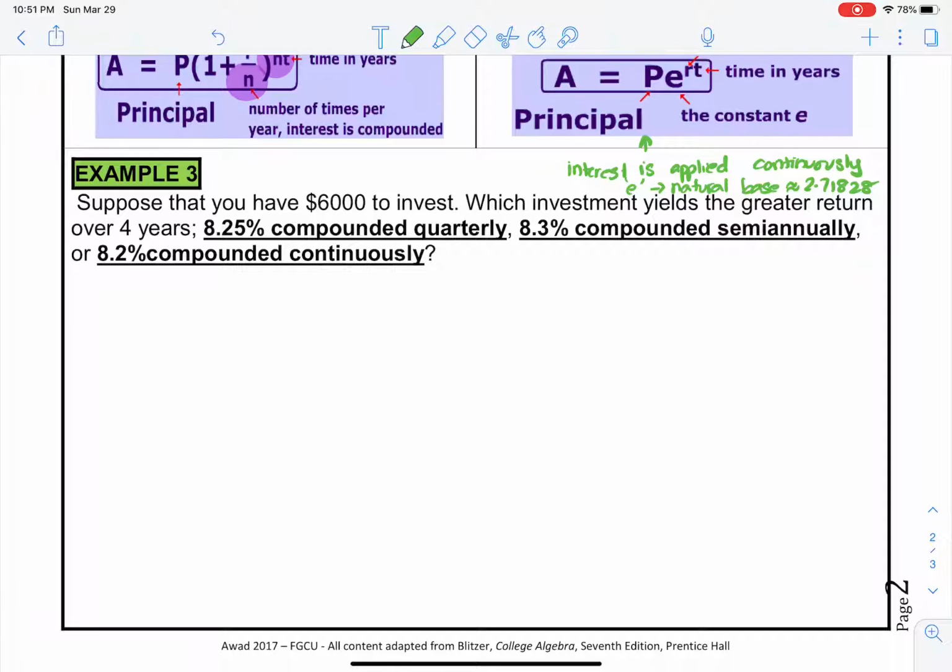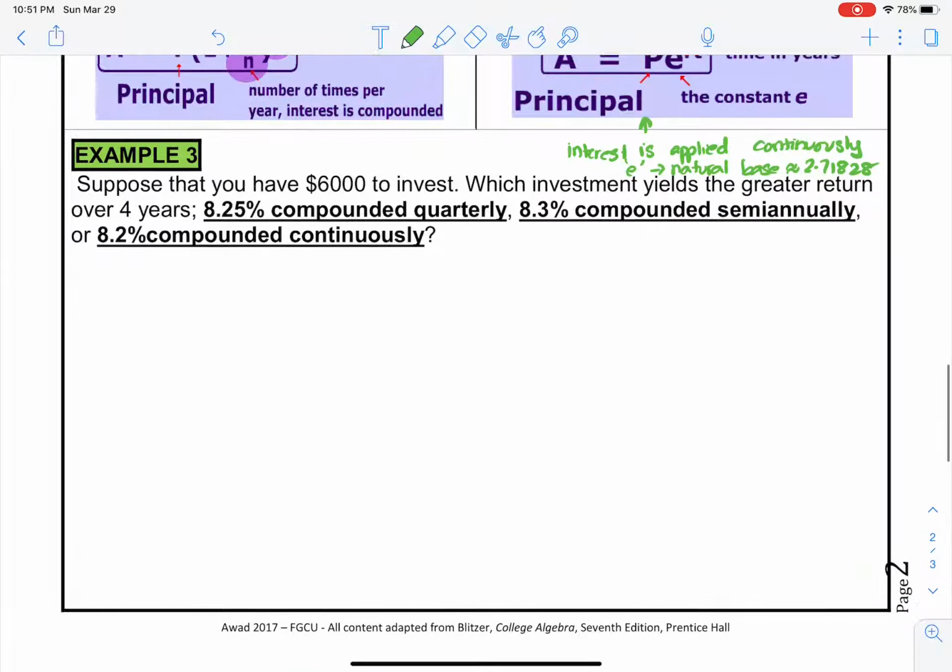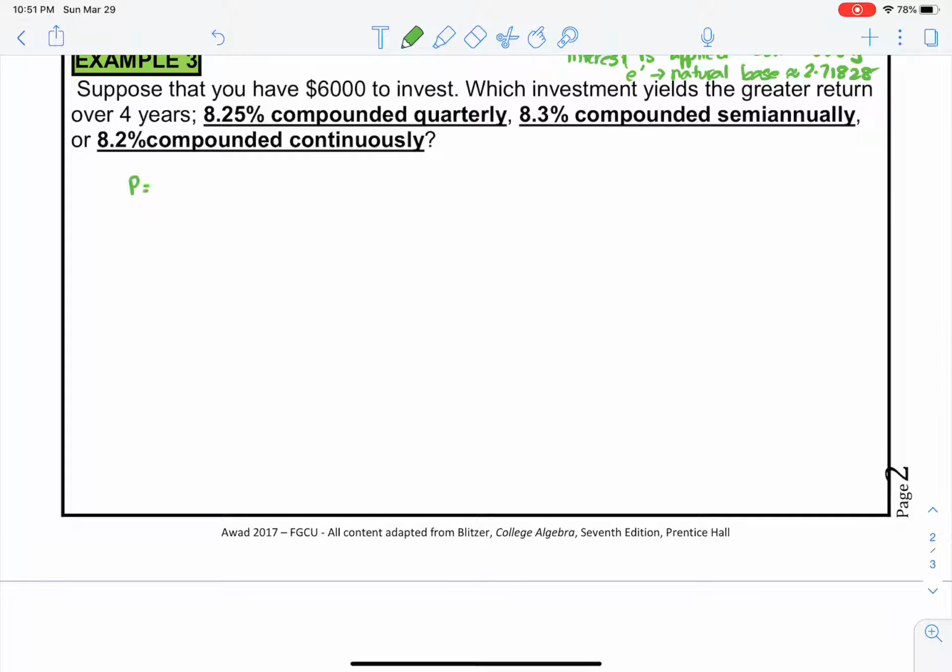So here is an example where you have $6,000 to invest. Which investment yields the greater return over 4 years? 8.25% compounded quarterly, 8.3% compounded semi-annually, and 8.2% compounded continuously. So the principal amount here is 6,000, and the rate is 8.25% for the first case. It is quarterly, so we are going to apply the interest 4 times per year. And the time is 4 years.